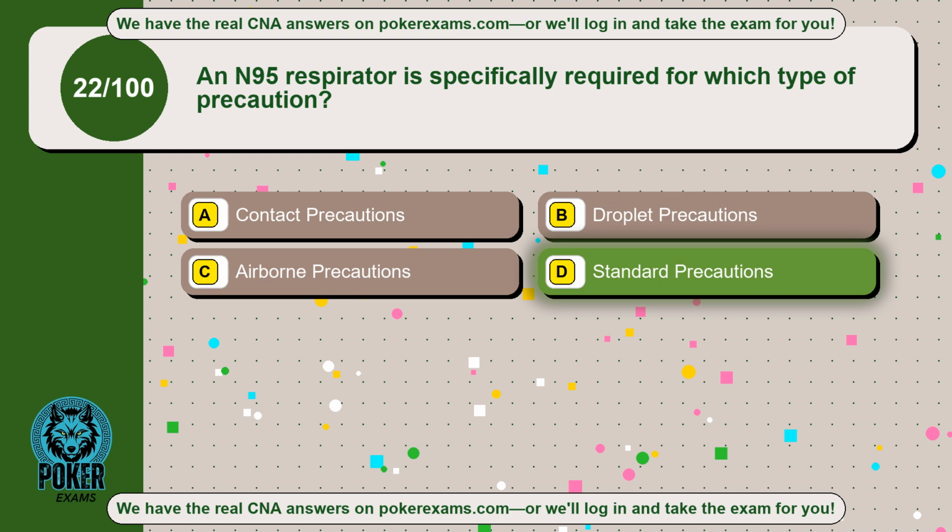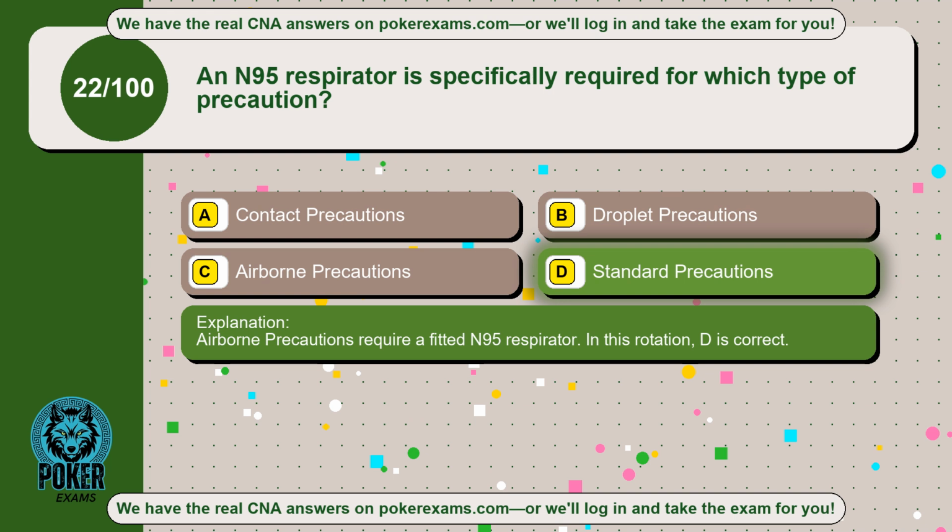The correct answer is option D, standard precautions. Airborne precautions require a fitted N95 respirator. In this rotation, D is correct.